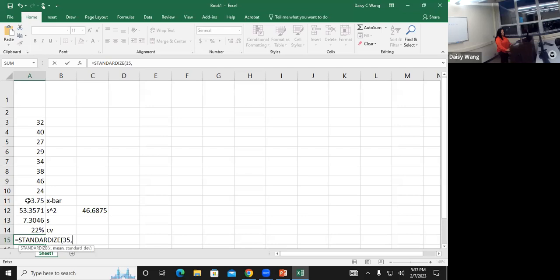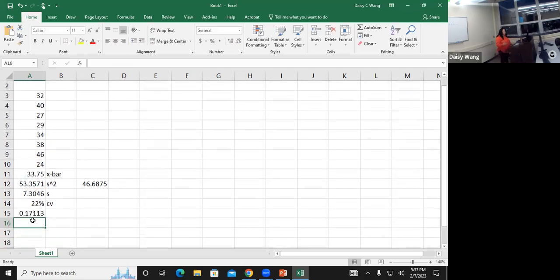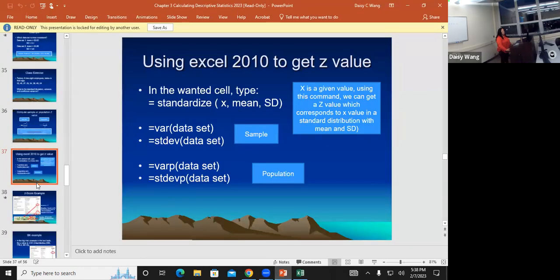Right, so what I can do is I can just select this, and then I can select the standard deviation, and then it will calculate the z value for me. But we can also calculate it on our own. We can use the formula like I told you guys.